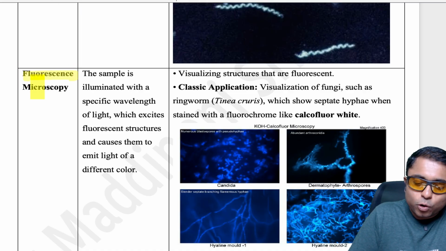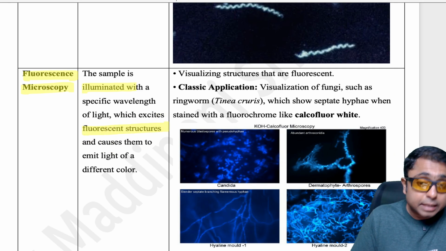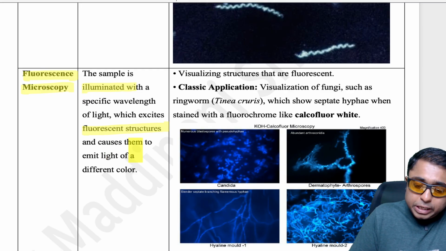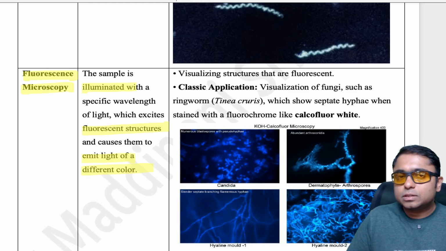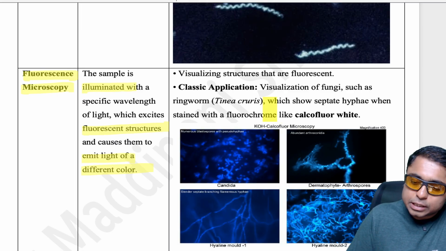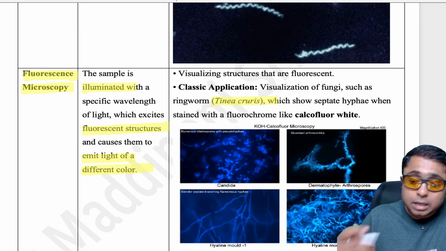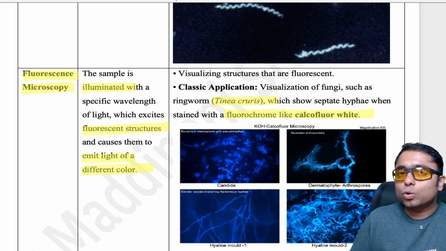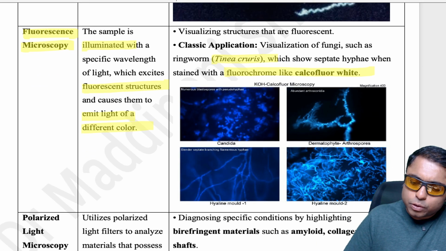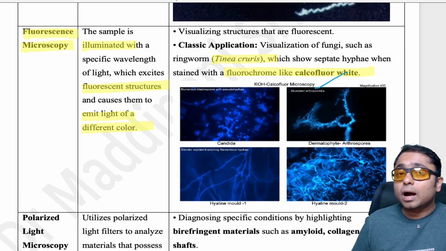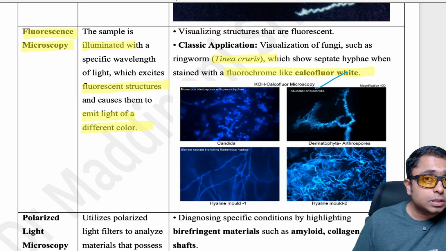Next variant is the fluorescence microscopy. In this, the sample is illuminated with a specific wavelength of light which excites the fluorescent structures. If at all they are there, they are going to become excited, because of which we are going to see a different color which is emitted. By these different wavelengths of light being emitted, we are going to see a different color altogether. And the classical utilization of this is in tinea cruris, where we can use a fluorochrome, for example calcofluor white. In this picture you can see the fluorescence observed after the KOH, or we can say fluorescence microscopy, right?